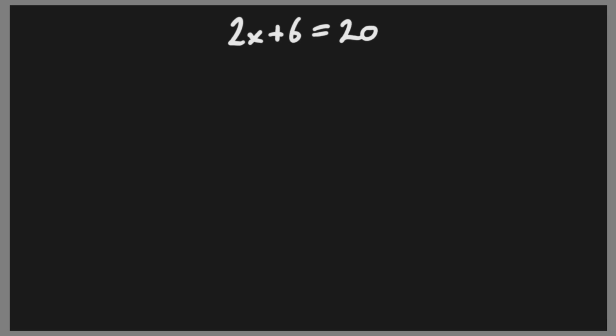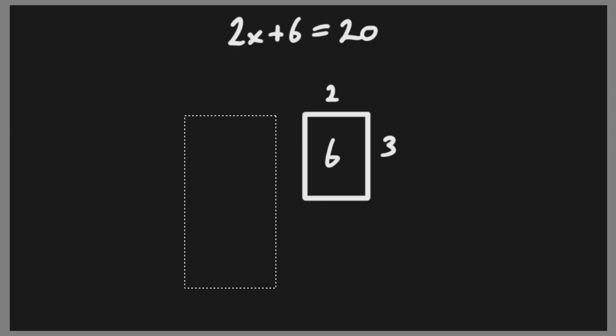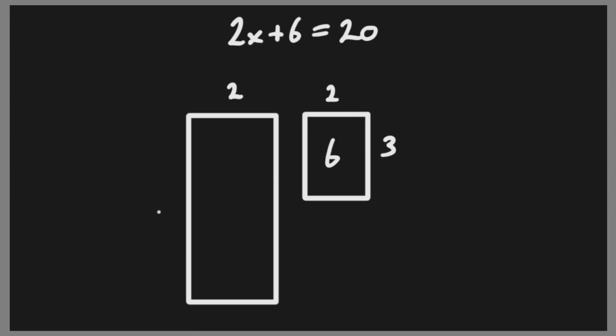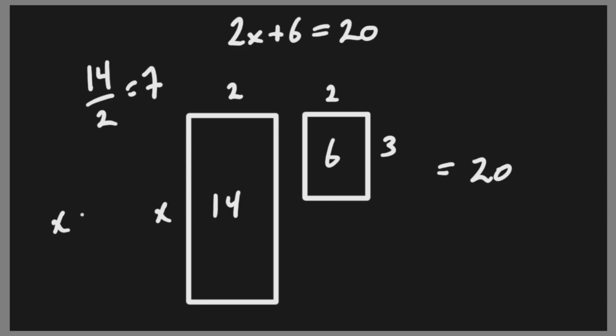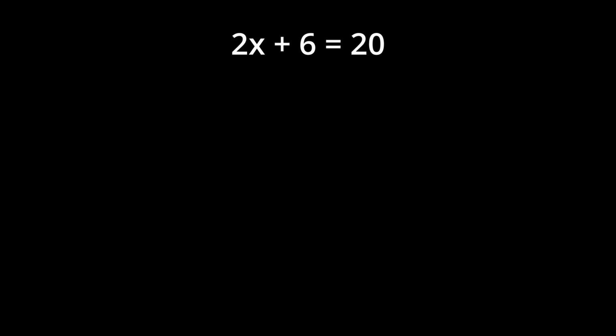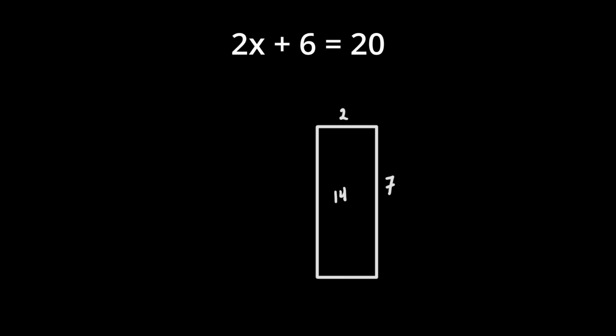6 will be its own rectangle, and I'll arbitrarily say that the sides are the greatest common factors, so 2 and 3. We have another figure 2x, and we know the total areas of 2x and 6 equal 20. This means the remaining area of 2x must be 14, and 2 times 7 is 14, so x must be 7. This equation therefore produces 2 figures, one of lengths 2 and 7, and another of lengths 2 and 3.